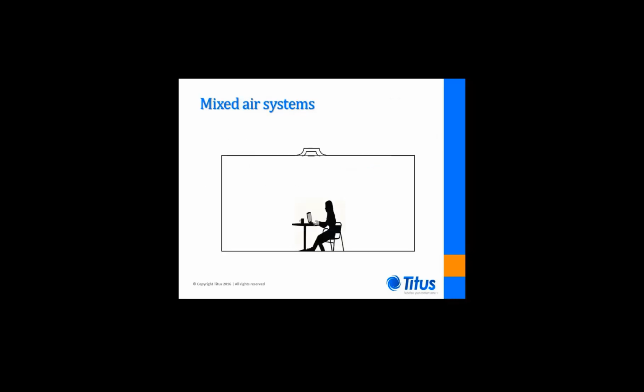Almost all HVAC systems used in North America today are mixed air systems. Let's quickly review the design basics and operational characteristics of these systems. Mixed air systems introduce conditioned air at 55 to 57 degrees through diffusers that are commonly ceiling mounted.